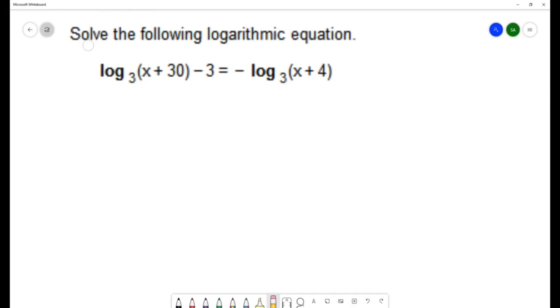On this question, we want to solve the following logarithmic equation. The equation we're working with is log base 3 of (x plus 30) minus 3 equals negative log base 3 of (x plus 4).